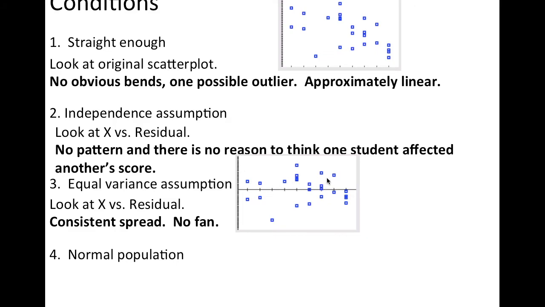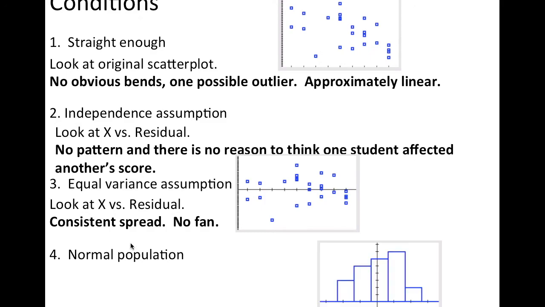In this case, I don't see any real issue, so I would say the equal variance assumption is also satisfied. And the last graph we need to look at is the normal population. Normal population is going to be looking at the histogram for the residual. For this one, I'm going to have to change it to a histogram, look at my residual data set, and you're looking for a normal curve.